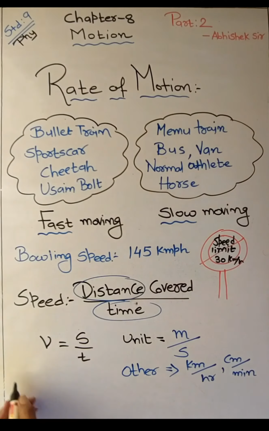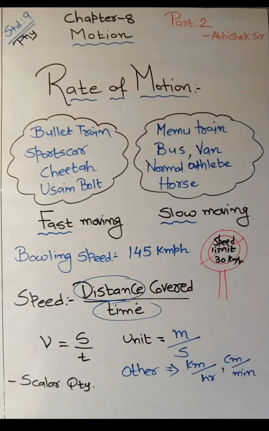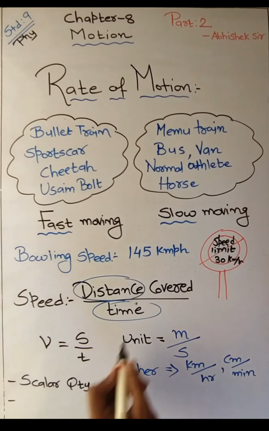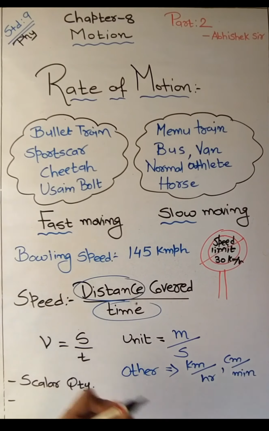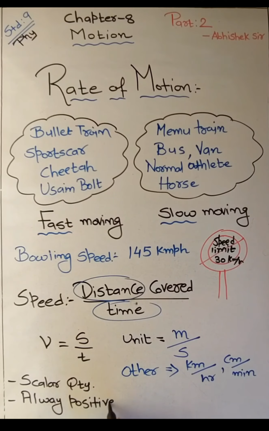Few points to remember: speed is a scalar quantity. What is a scalar quantity? Quantities which require only magnitude for complete description are called scalar quantities. As we know, distance is always positive, so speed will always be positive. So we'll write: speed is always positive, right? So few points to take care about.